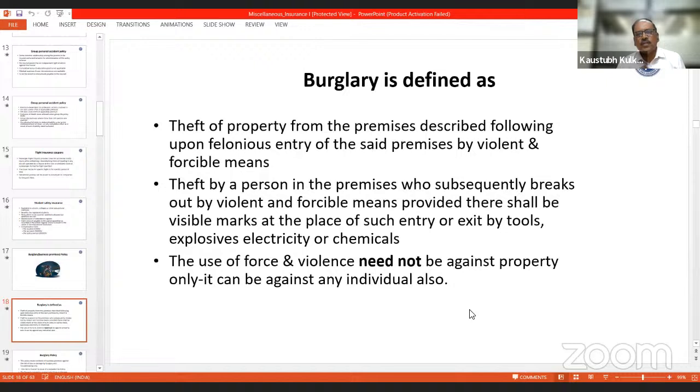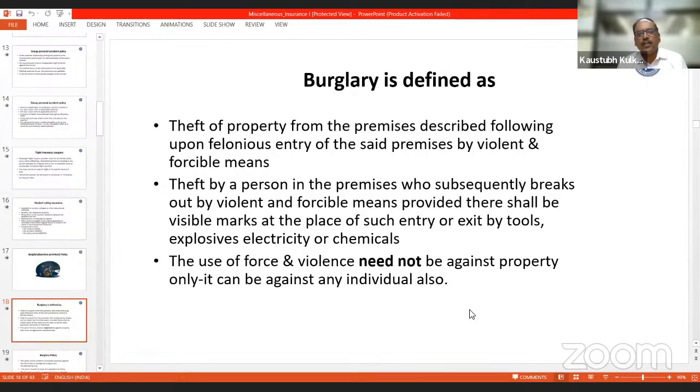After closing of office hours, if the owner goes out of the business premises, that person who is still there can take out all the valuable contents, and while going out of the premises, he can use force. So this force is at the time of exiting and not at the time of entry. So is this covered? Yes, this is also covered, because the entry or exit is by way of violent and forcible means. But yes, the visible marks have to be there, or it has to be established that the entry or exit is by violent and forcible means.